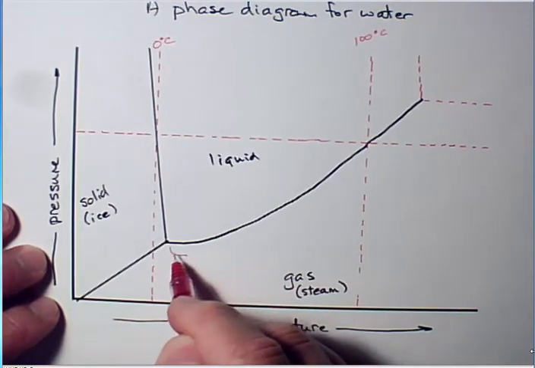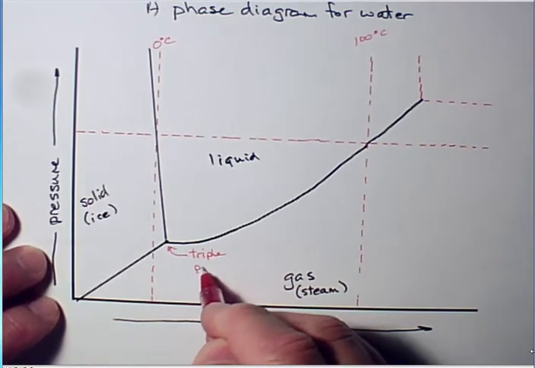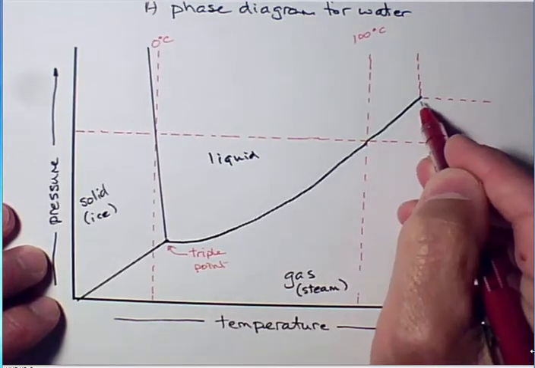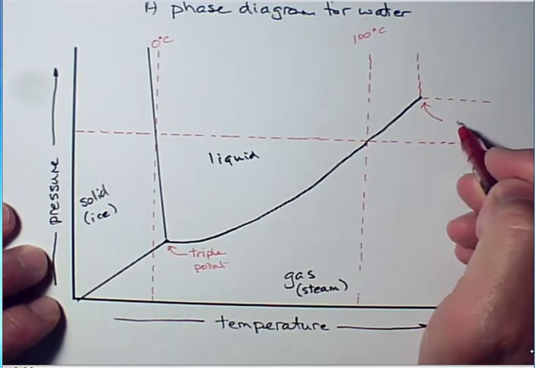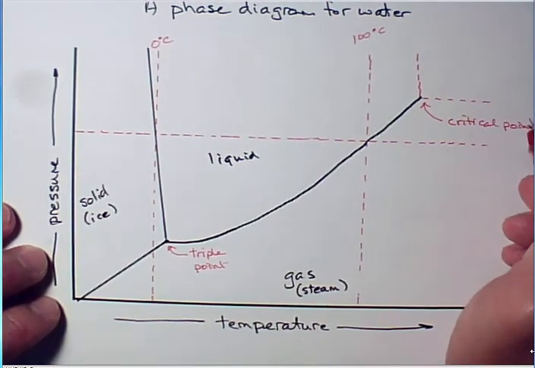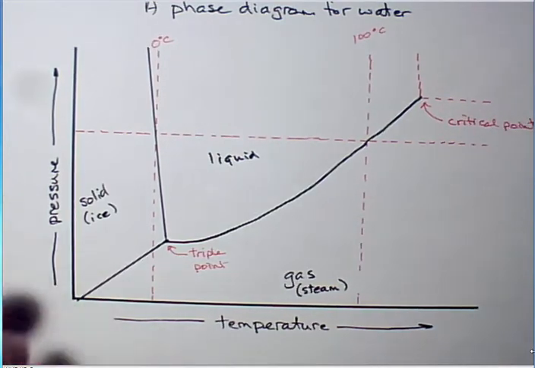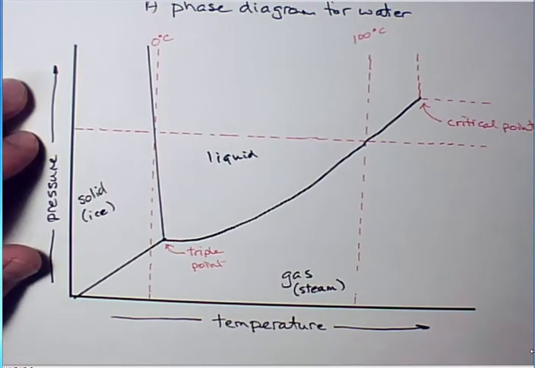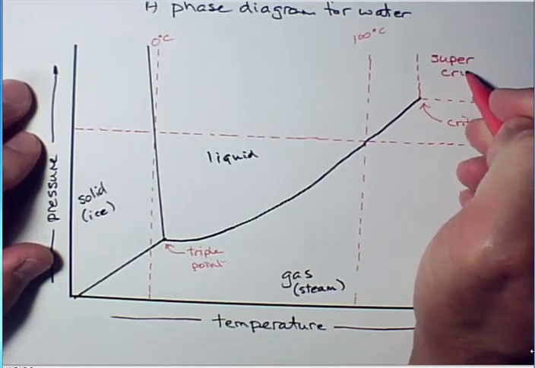So this is our, what do you call it right here? Triple point. Okay. And this right here is going to be our, what's this called? Critical point. And what do we call this phase up here? Supercritical fluid, or in this case we would call it supercritical steam, I suppose. We'll call it supercritical fluid.